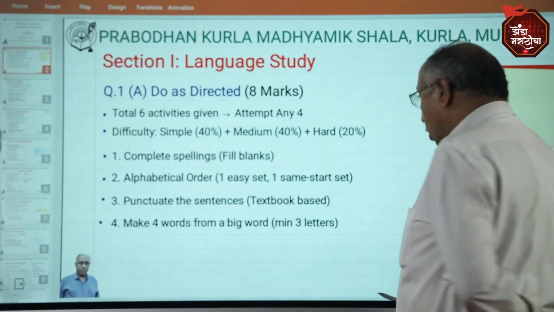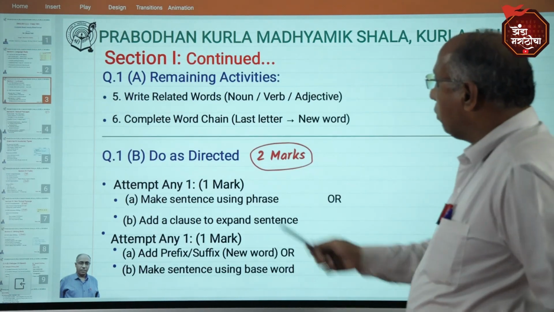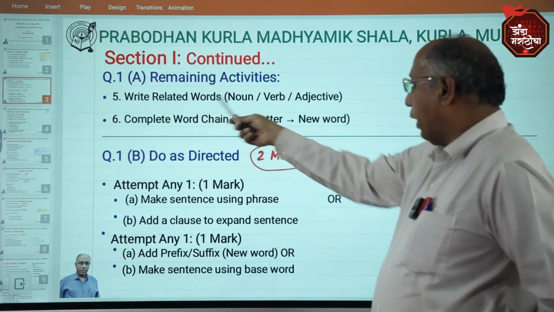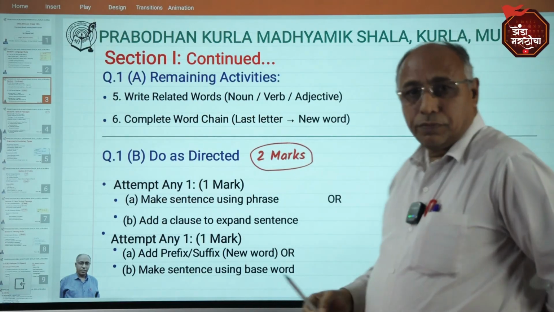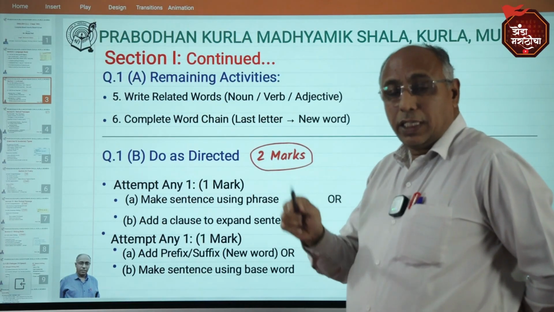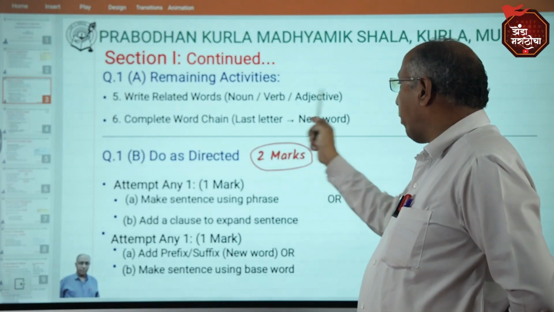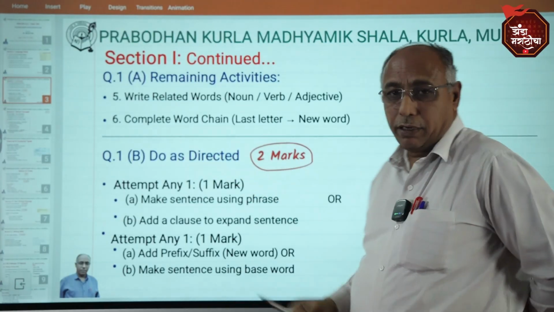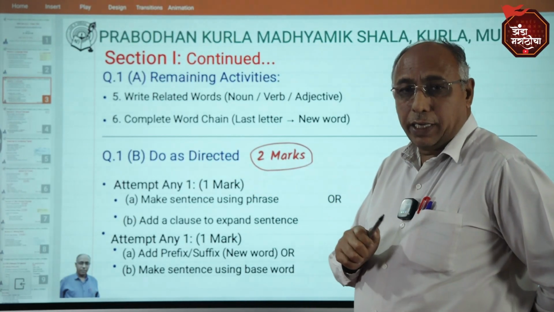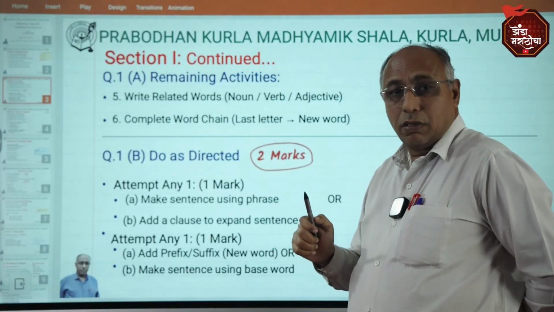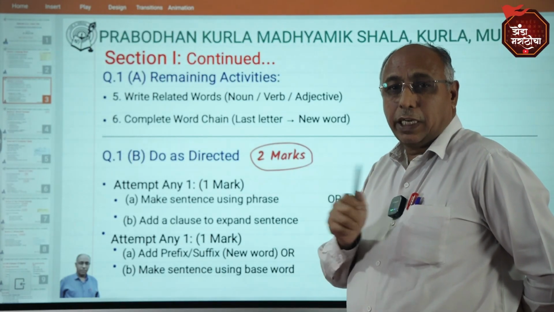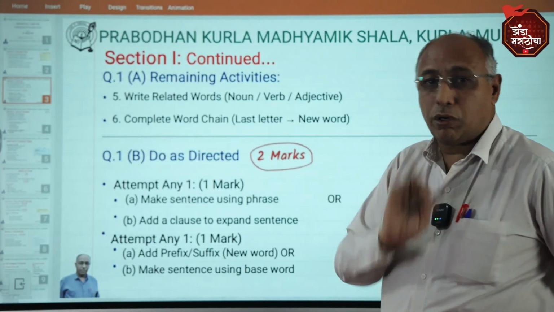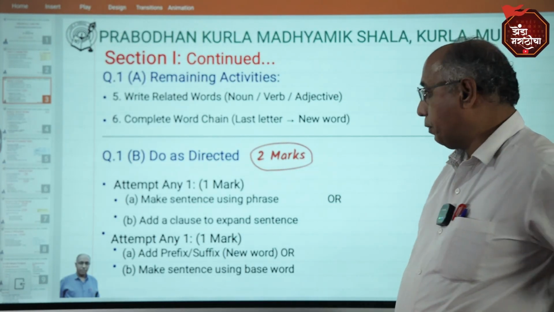Another activity, activity number 5, is write related words. This activity is related to noun, verb and adjective. And the 6th activity is complete the word chain. One word will be given and the last letter of that word will be the first letter of the new word. In this way you will complete the chain of 4 words.